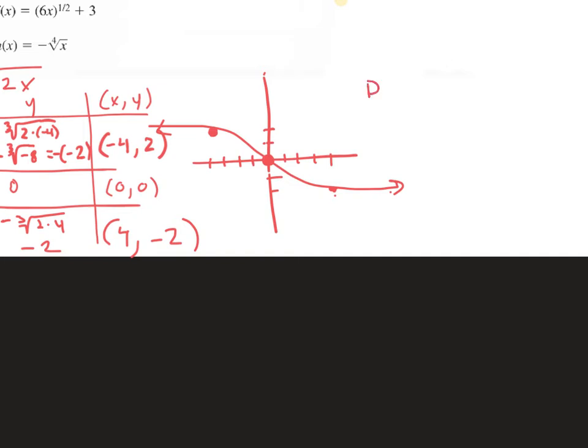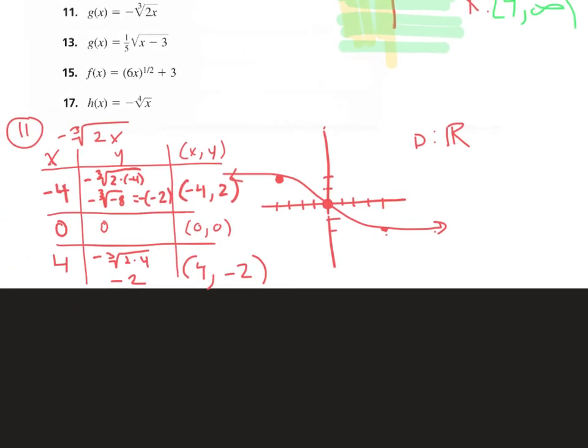Alright, so what is our domain here? What's our smallest x value? We're going forever in the left direction. All real numbers. So we're going forever in the left direction, forever in the right direction. Our domain is all real numbers.